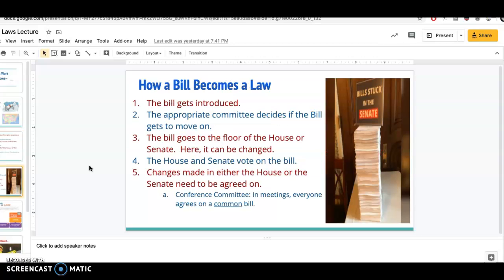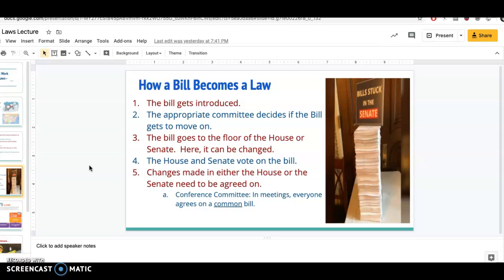So how a bill becomes a law, several steps. First and foremost, the bill gets introduced, as we've talked about. Then the appropriate committee decides if the bill gets to move on. This is where the committees that Ms. Lee was talking about before, the many, many, many committees, come in.